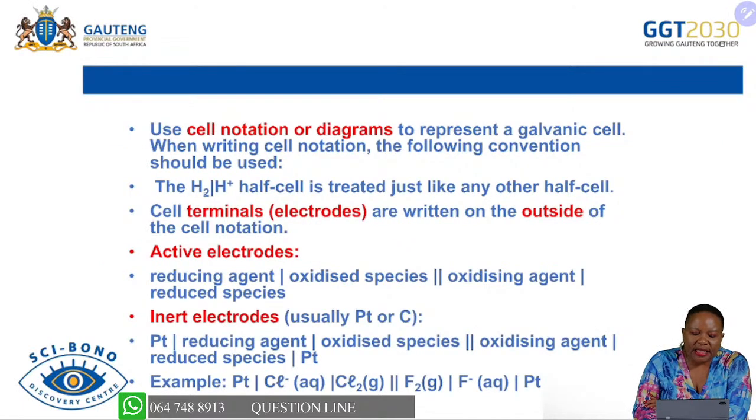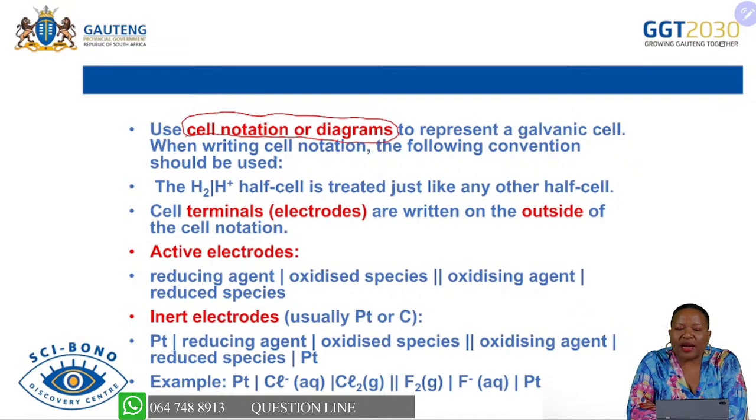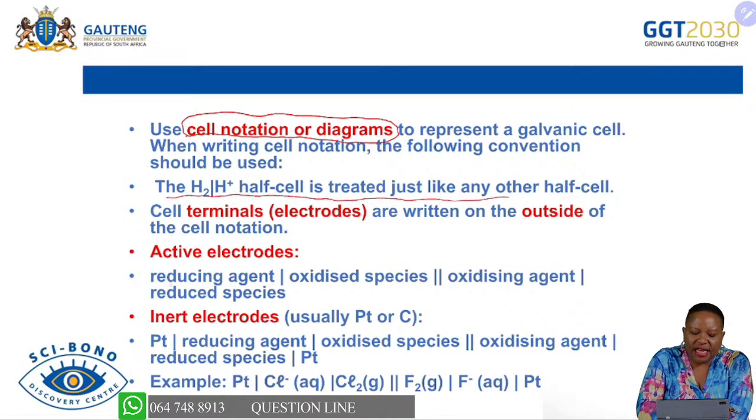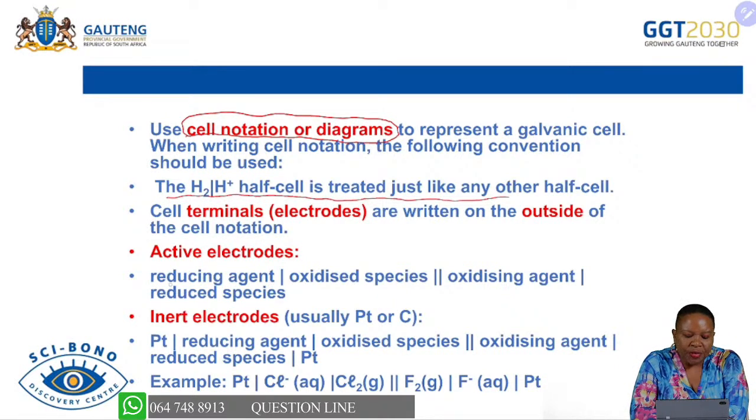We'll also look at what we call a cell notation or a cell diagram, whereby we are representing a galvanic cell to say what you are going to assemble as you assemble your galvanic cell. What do you need to have for a fully galvanic cell that is in operation? We'll also explain the half cell, which is the hydrogen half cell, and its role as a reference electrode. And then we're going to look at the terminals, the active electrodes and the inert electrodes.